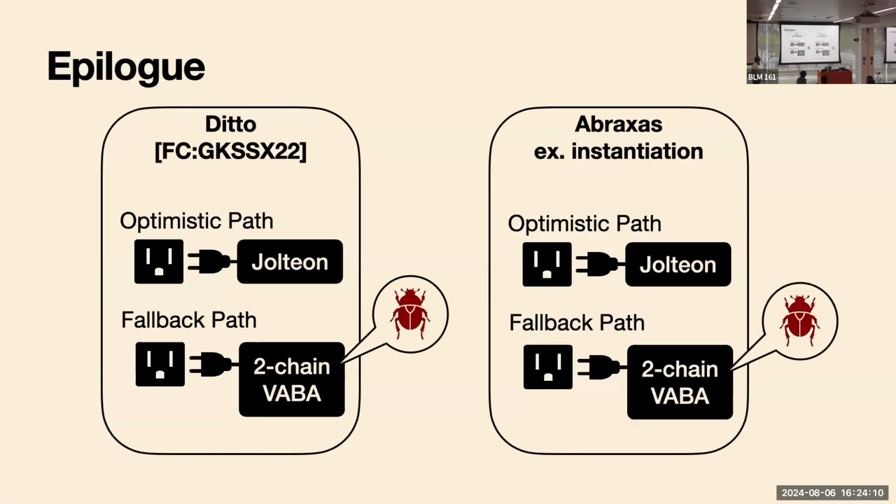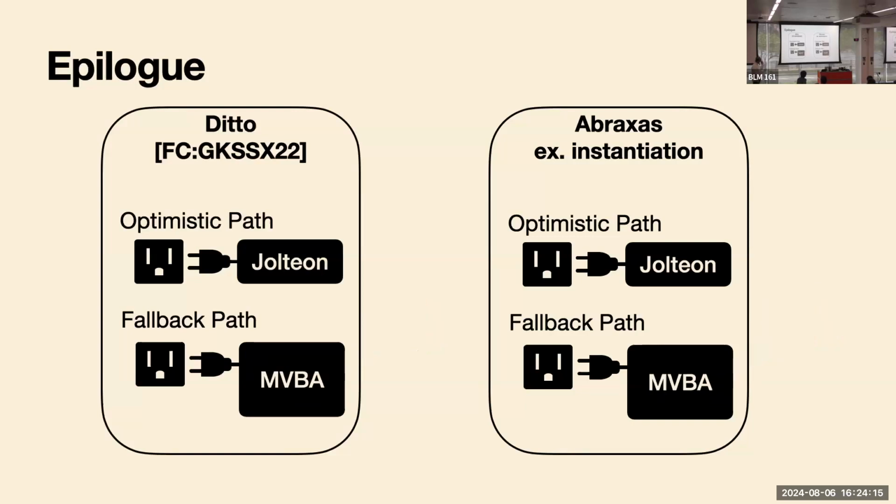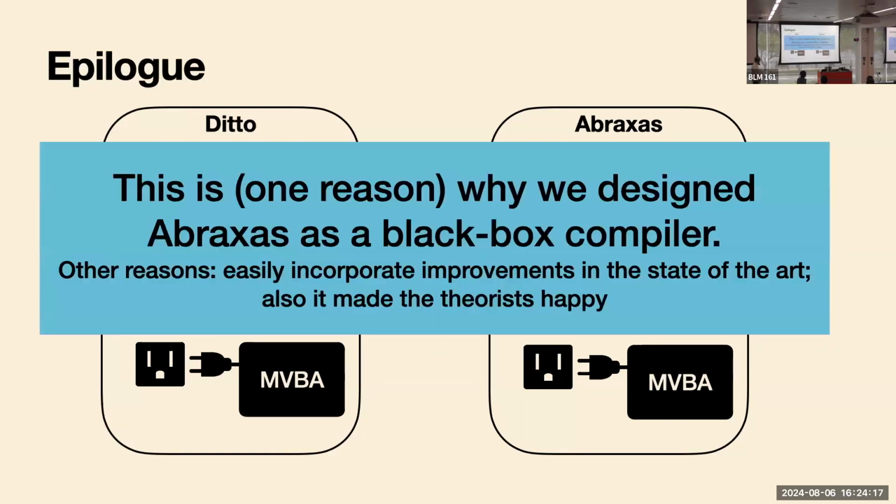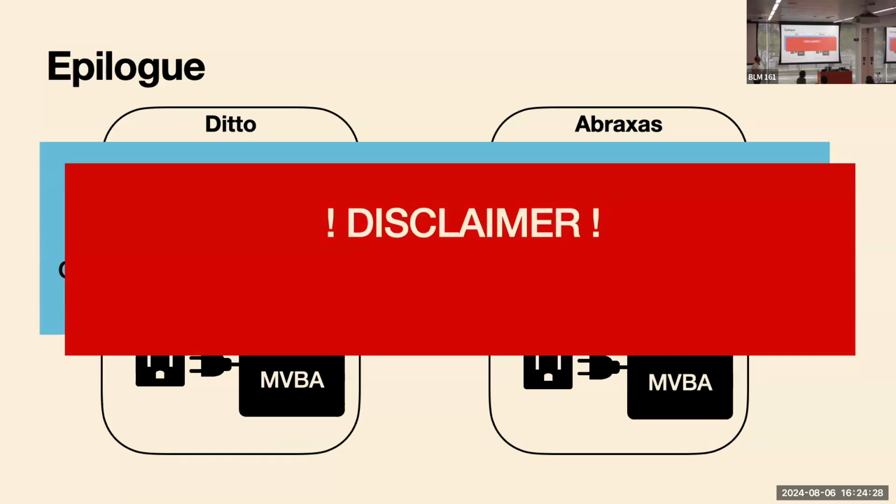At the time, everybody, it seemed, was using 2-chain VABA. There was a bug in it. Swap it out, you're good to go. This is one reason why we designed it as a black box compiler. Also, even if there are no bugs, you can easily update to the state of the art, and it made the theorists happy. I'm the theorist, it's me.